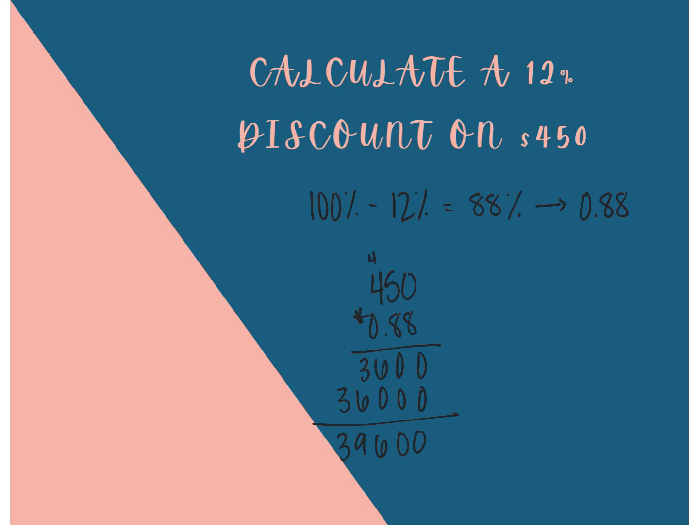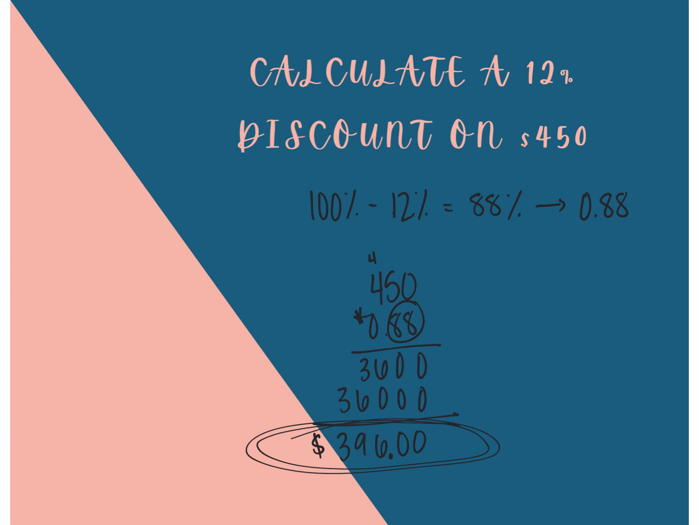And we'll look to see how many decimal places we need in this problem. Again, I have 2 decimal places in my problem, so I want 2 decimal places in my answer. That tells me that a 12% discount on $450 leaves me with a total of $396.00. I hope that helps you to make sense of a more efficient method for finding tax and discounts.